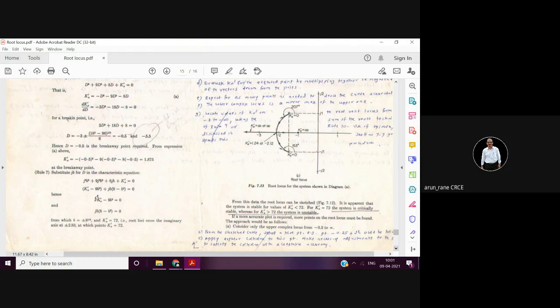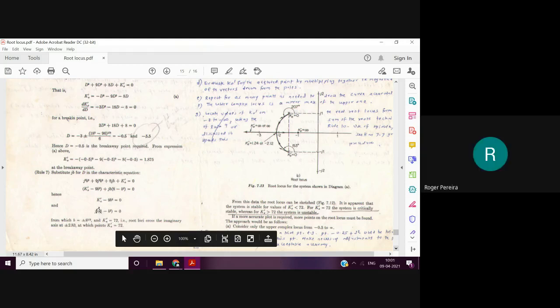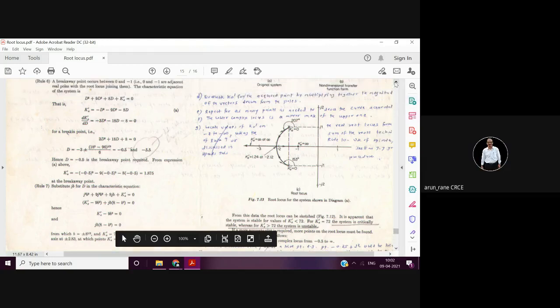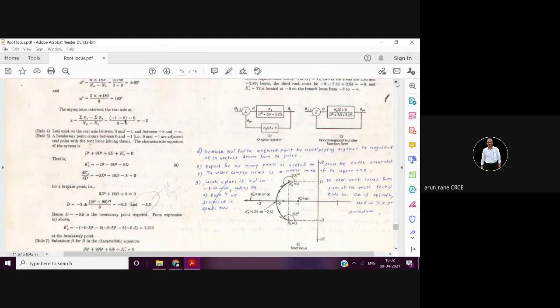Since this equation is equal to 0, this has to be 0 and this has to be 0. So if I equate this to 0, I'll get the value of b as plus or minus, and if I substitute here, I will get the value of K. That's the point where it is crossing the imaginary axis: square root of plus or minus 8.